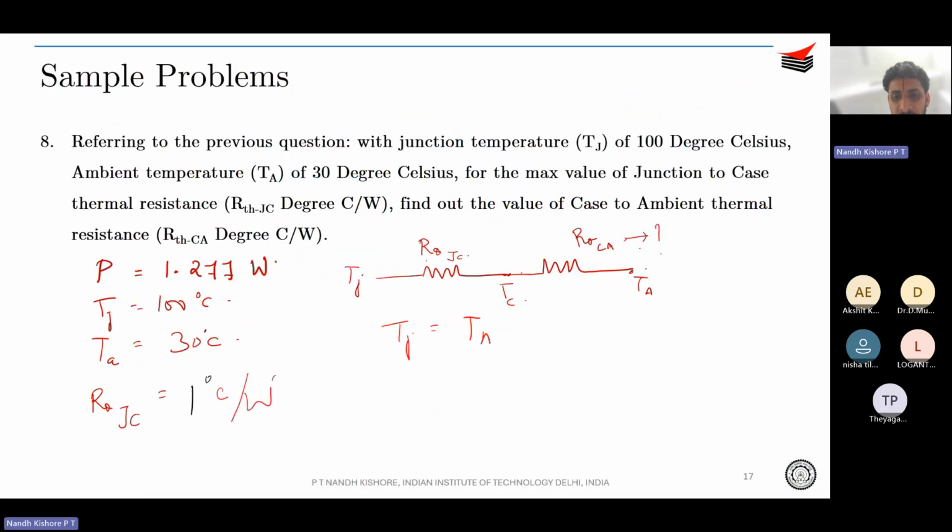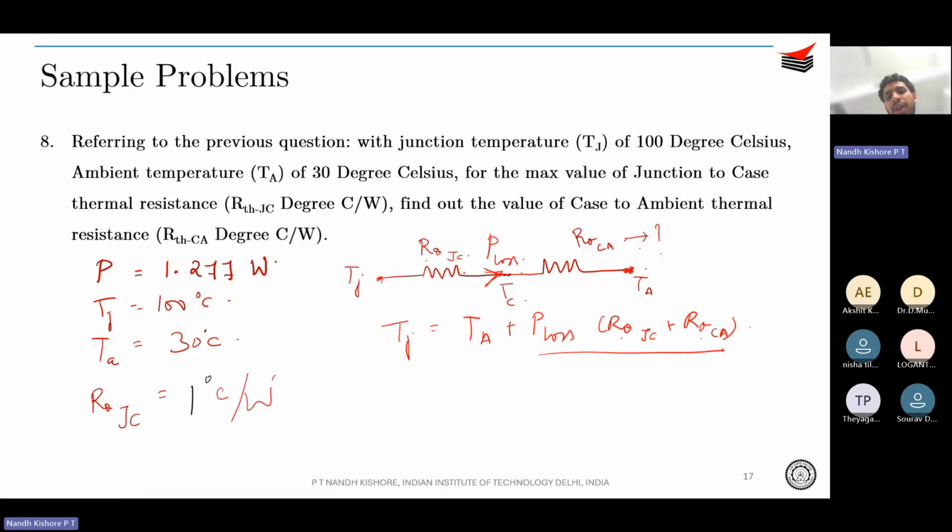So Tj is equal to Ta plus P loss into R theta Jc plus R theta Ca. Because P loss is kind of the current that is going. So this is your P. Okay. Yeah. So P loss is going. So Tj is equal to Ta plus P loss into R theta Jc plus R theta Ca. So this is the drop that occurs through the thermal resistances. So from this you can find out what is R theta Ca. So just substitute the values, you will be getting R theta Ca.